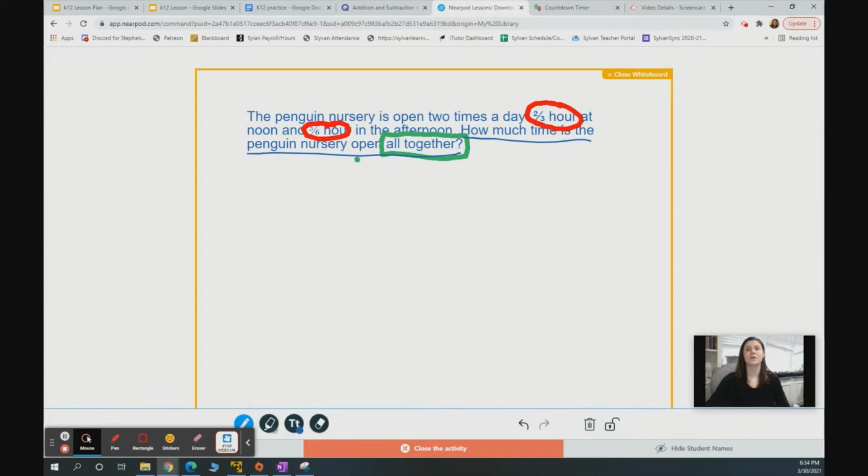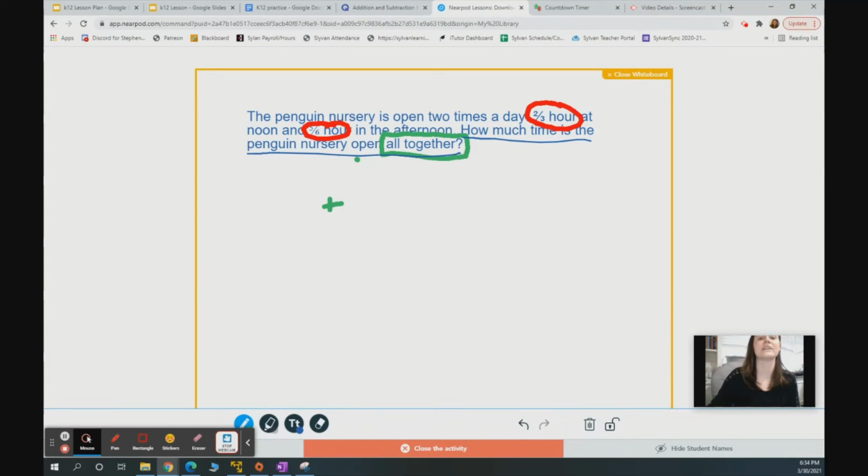Okay, so now I have to evaluate. So when I'm saying evaluate, I mean, what am I doing? What numbers do I have, and what am I doing with them? So I'm going to go look at that clue word that says altogether. Altogether tells me that I'm going to add. Okay, so that means that this is going to have an addition sign.